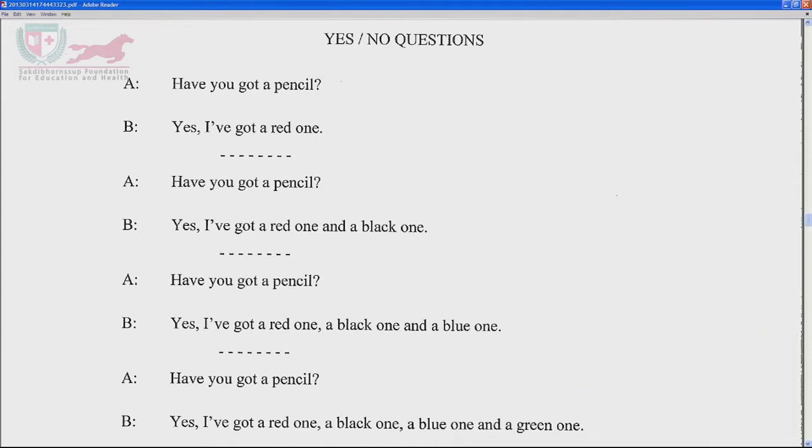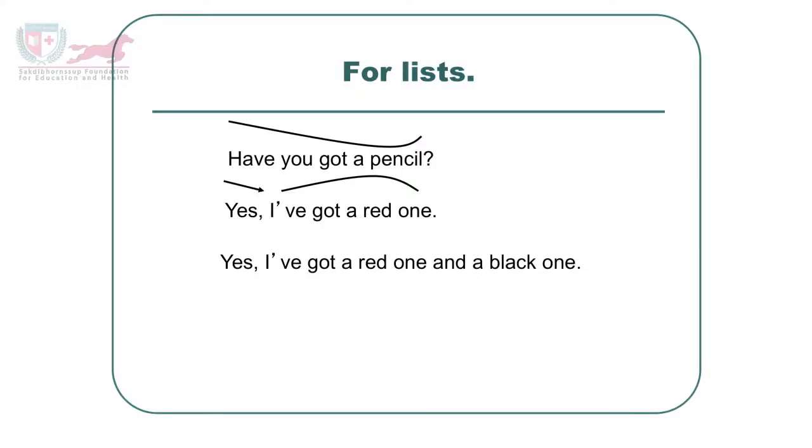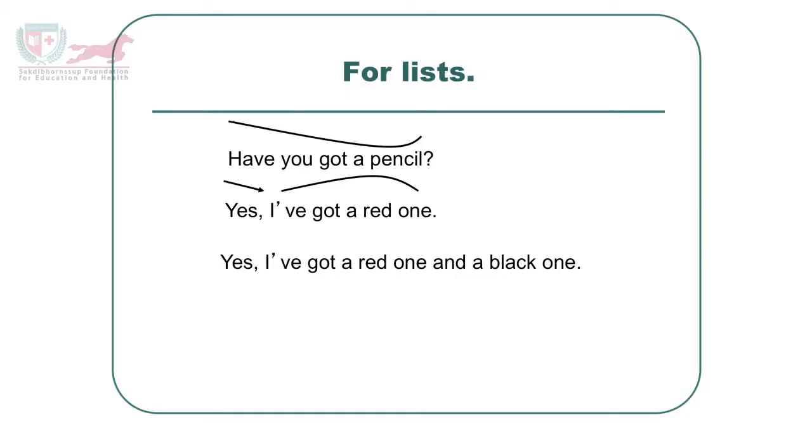Okay. Maybe we have two. Yes, I've got a red one and a black one. But look what happens to the phrase red one. In the first example, have you got a pencil? Yes, I've got a red one. Now, we haven't finished at red one. Now we are going to say more. Have you got a pencil? Yes. I've got a red one and a black one. Now, that voice going up at this point says, I am not finished. I am going to say more.